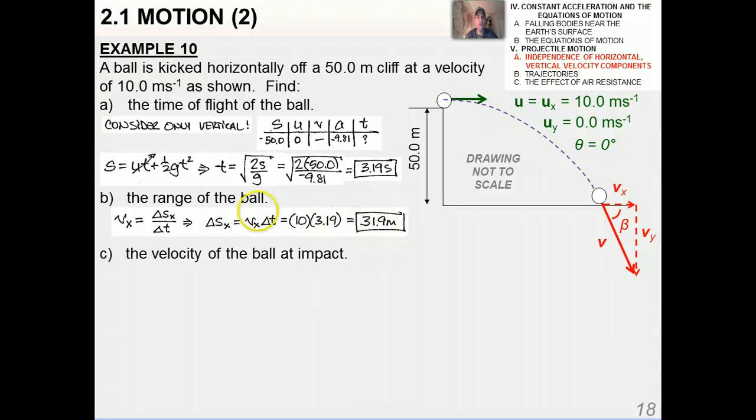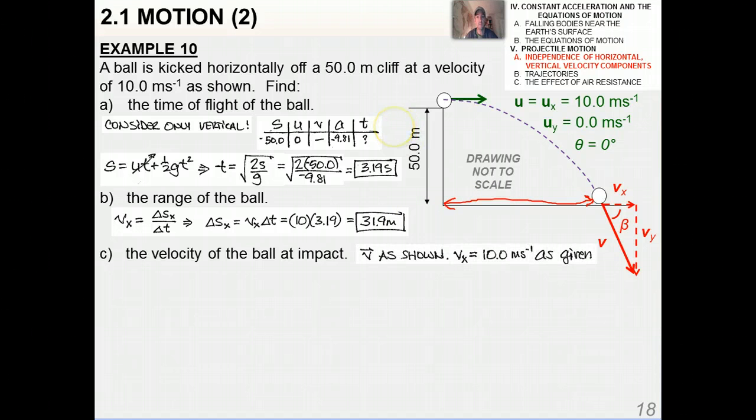The range of the ball is now very easy. Once I know the time, I solve for s sub x. I know that v sub x is 10 meters per second. I get 31.9 meters, and that's this distance right here. That's 31.9 meters.